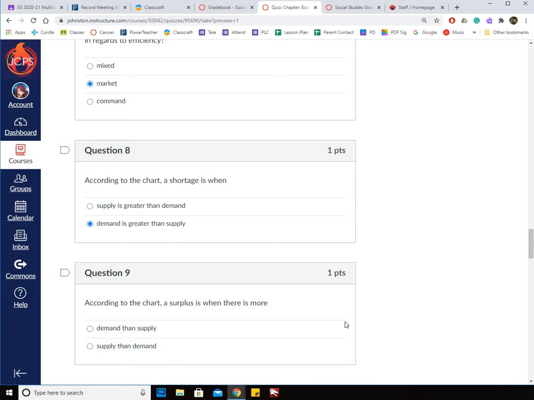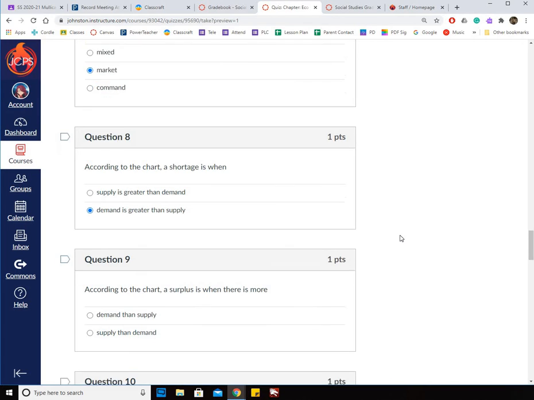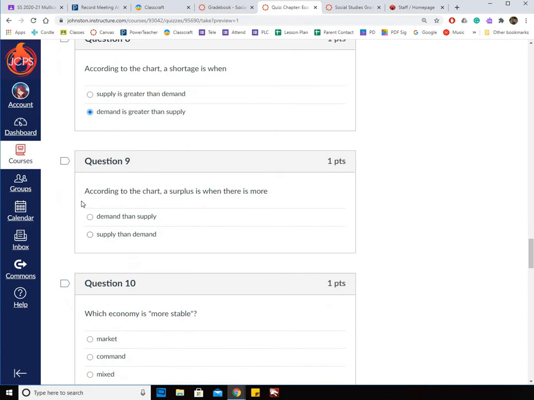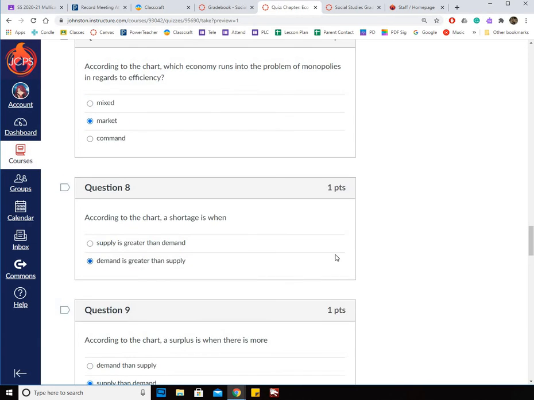According to the chart, a surplus is when there's more, and so this is the opposite because we just looked it up, or I just looked it up anyway. Is when there is more supply. Let me put. Okay. Good.